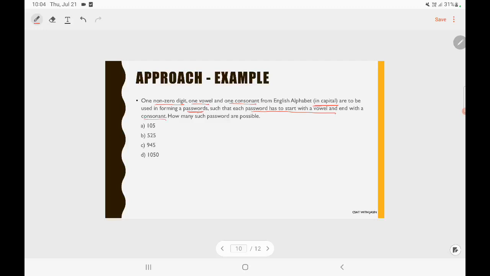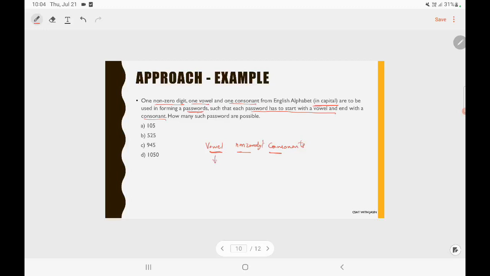So we understood this. Now in the third step, what you need to do is convert it into something like a figure or whatever that will help you answer the question. So what I am doing here is drawing 3 lines which represent the 3 letters of the password. So first is a vowel, right? So the first letter is a vowel, and only capital letter vowels are permissible. And finally in the end we have a consonant, and in the middle we will have a non-zero digit, right?